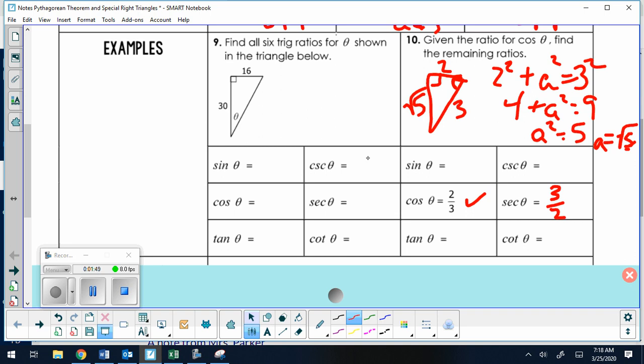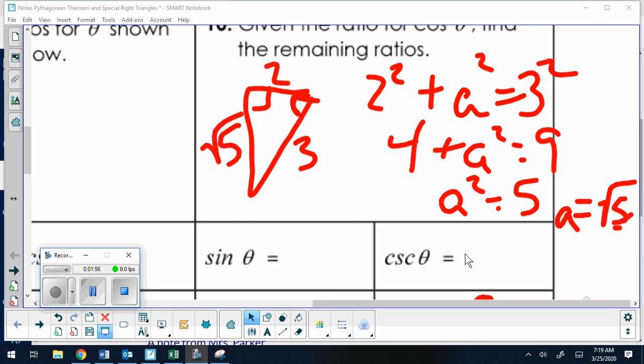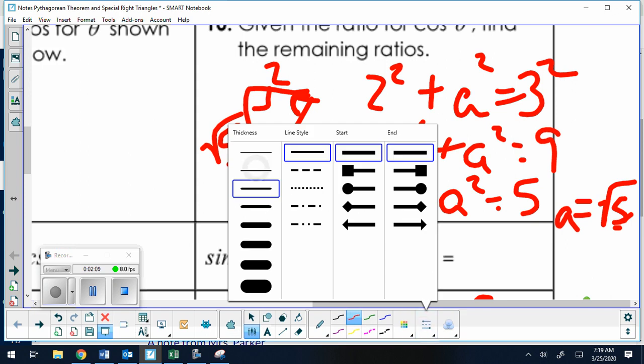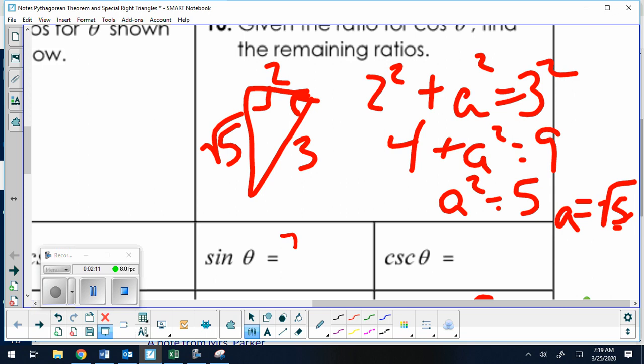Now, we're going to use this to find sine, cosecant, tangent, cotangent. So for sine, I'm going to do opposite, which is square root of 5, over hypotenuse, which is 3. And then for cosecant, I could go back to my definition, or I could just do the reciprocal. That's why they're called the reciprocal ratios.